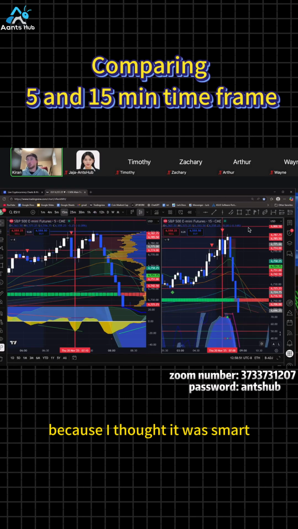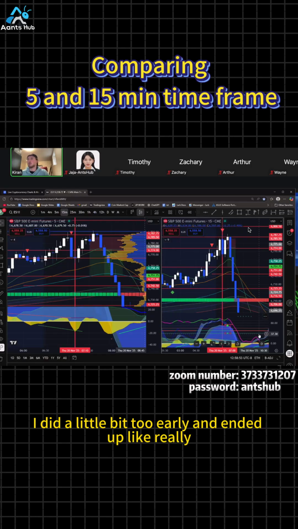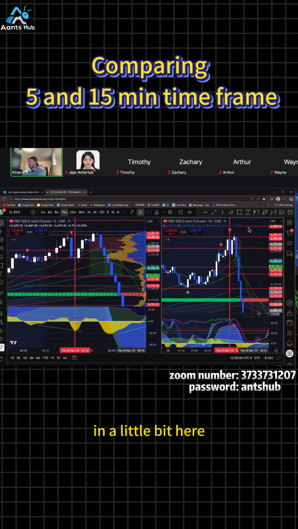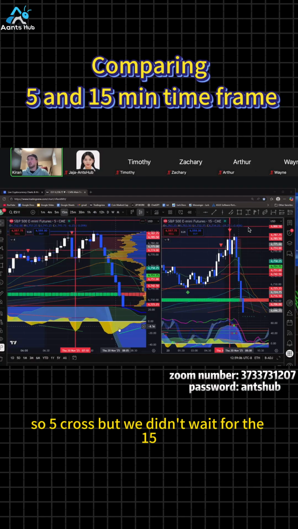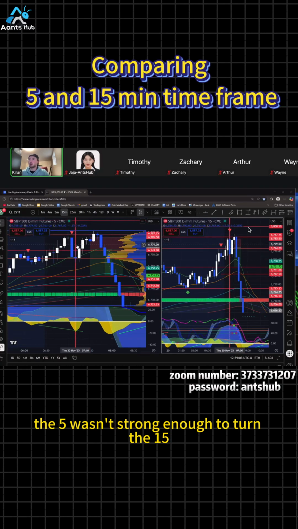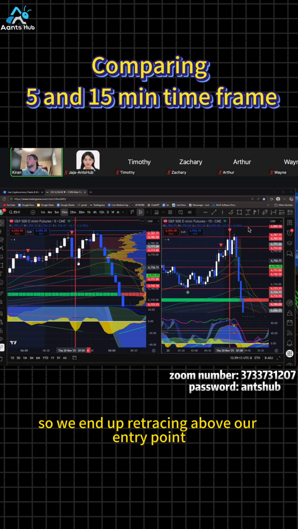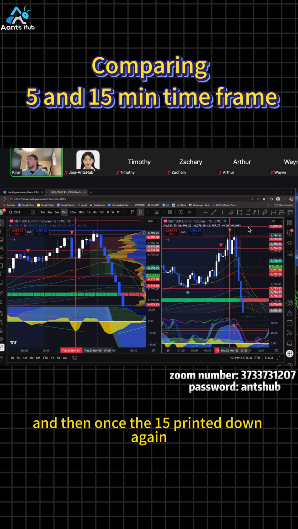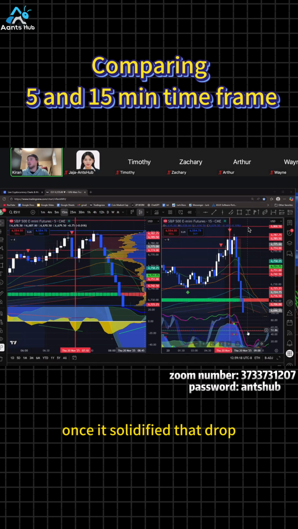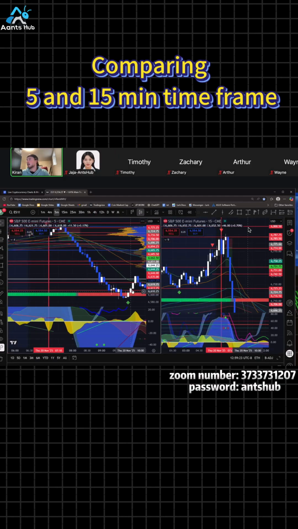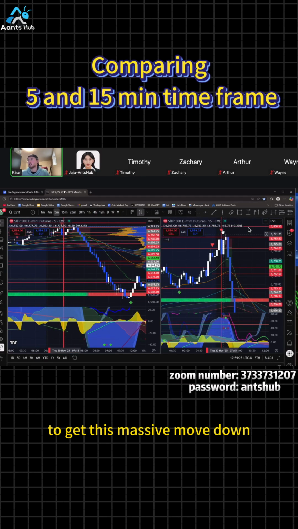Because I thought it was smart, I did it a little bit too early, and I missed out on a big trade because of it. I'll explain why in a little bit here. So the 5 crossed, but we didn't wait for the 15. What happened was the 5 wasn't strong enough to turn the 15 at a quick enough rate for that trade to continue to play. So we ended up retracing above our entry point. And then once the 15 printed down again, once it solidified that drop, then we were actually able to get into the position that we needed to get this massive move down.